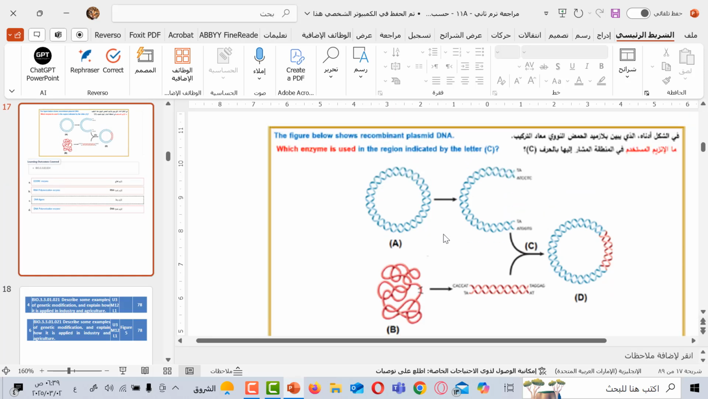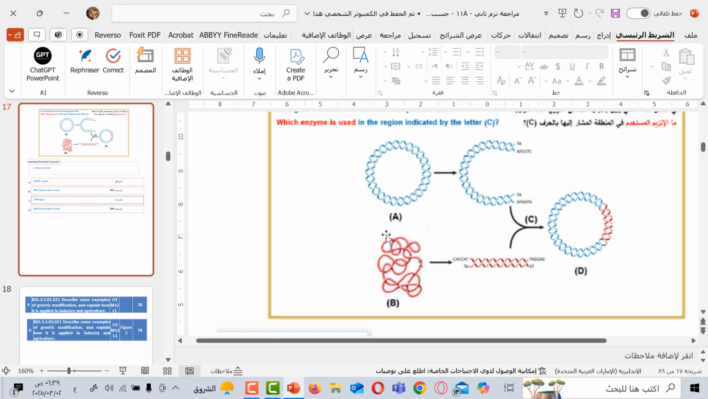Here he asked about which enzyme is used, and the region indicated by the letter C. He asked about the letter C, which joins this gene from genomic DNA with the plasmid coming from bacteria. Okay, what is the enzyme that joins them? What's the name? As I said before, it's ligase.